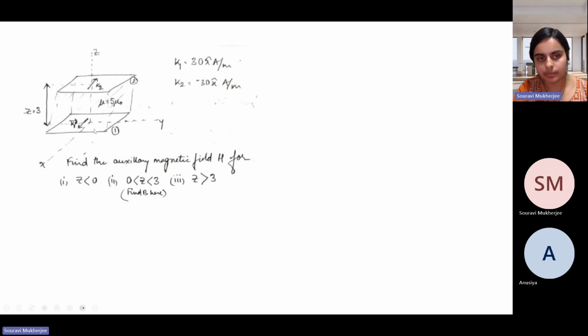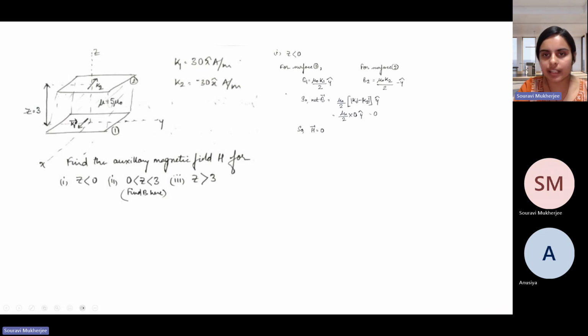So one plate is like the surface, one end of this volume. This surface is at z equal to 0, and this is at z equal to 3, right? Now if you want to find the auxiliary magnetic field H for z less than 0, which means below this, how do you find that?